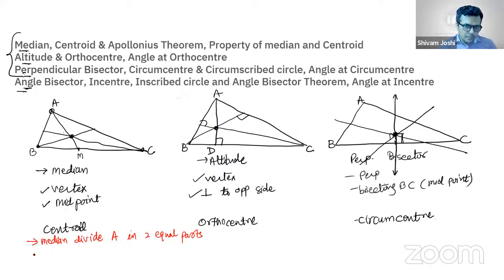Property of centroid. Centroid divides the area of the triangle into 6 equal parts. Very, very important property. So when you have this centroid, it will obviously be the point of intersection of three medians. So when you draw three medians, when you put a centroid in the triangle, you will be able to see that your triangle has been divided into 6 areas which are equal. Okay. This is true for any triangle.